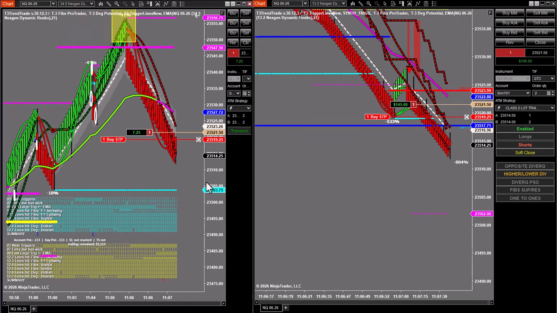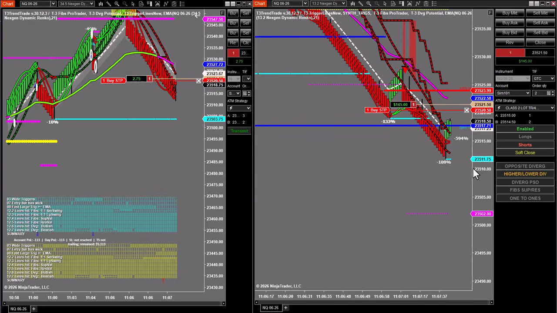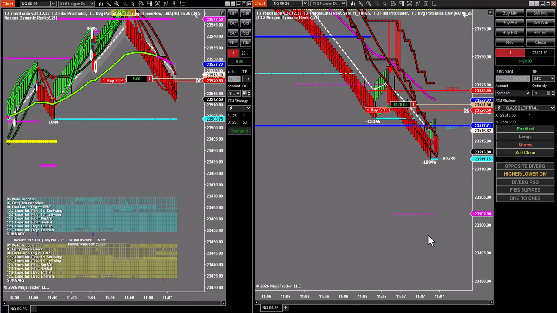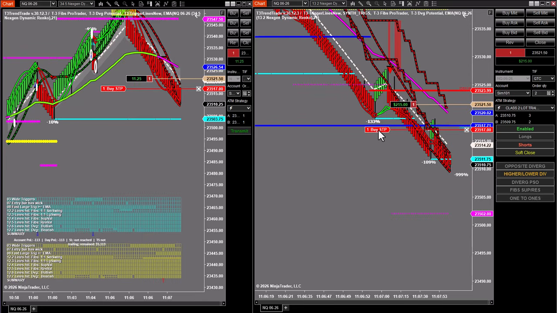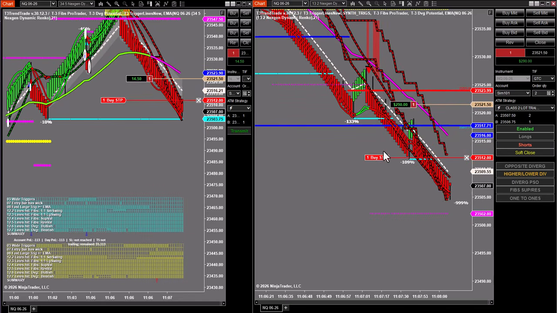So we'll watch it if we get down to the pivot stop out. We'll see what we can do with it. Now we've got a pivot stop out again. And again, I was just kind of moving my stops out of the way.